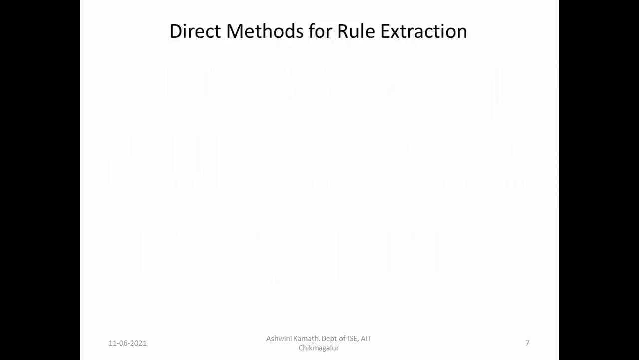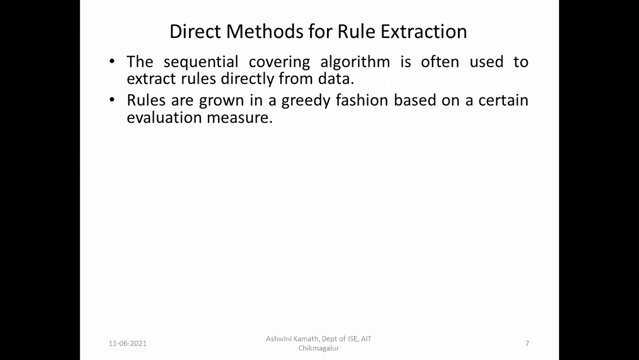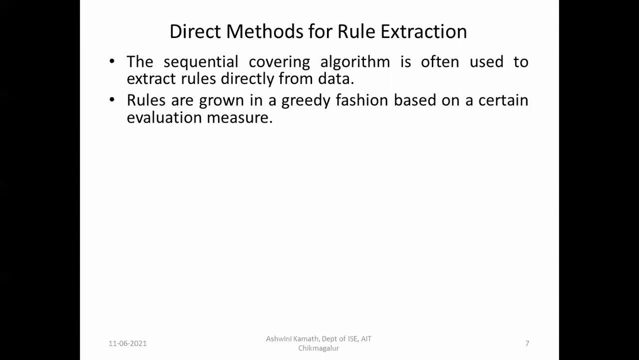So, direct methods for rule extraction. The sequential covering algorithm is used to extract rules directly from the data. Rules are grown in a greedy fashion based on a certain evaluation measure. I think you have learned about the greedy fashion; I hope you know the concept of a greedy algorithm. Rules will grow according to the greedy fashion based on a certain evaluation measure.